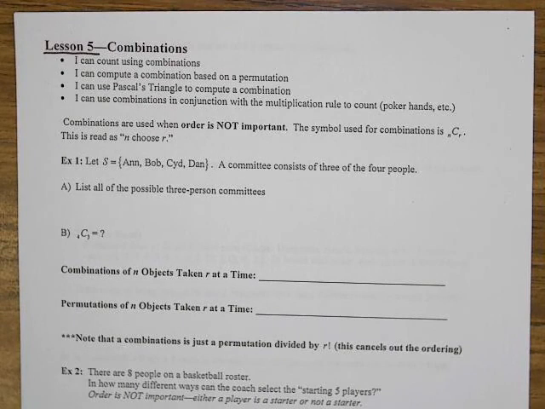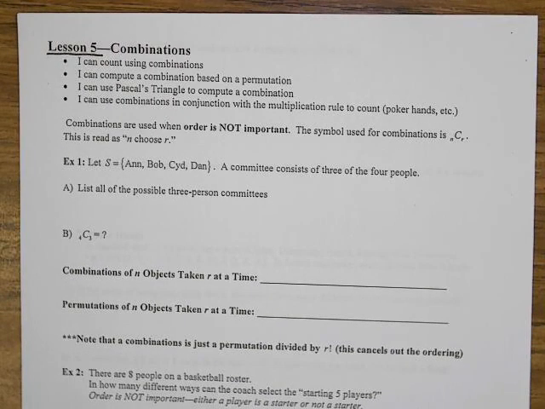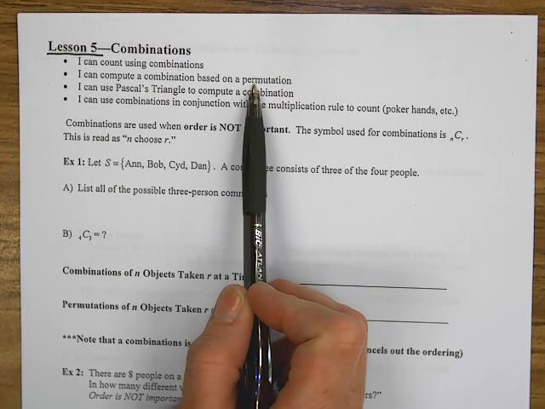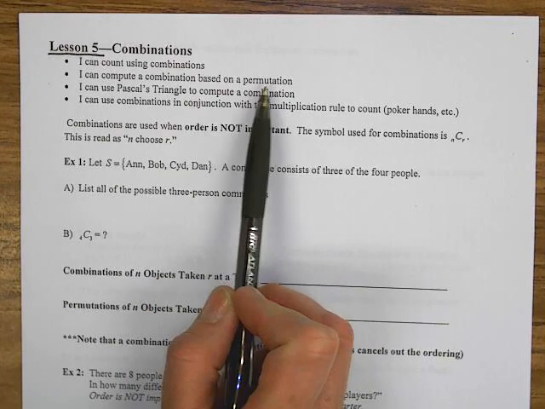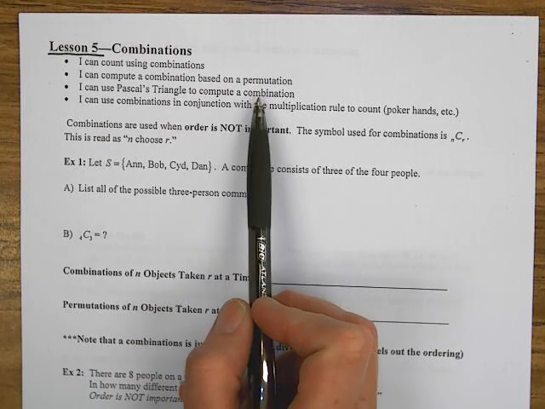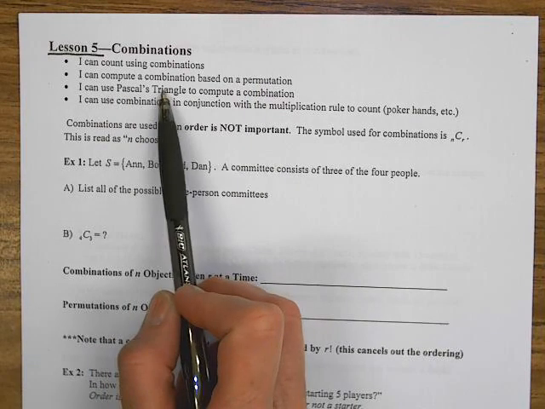This lesson is 5, which is on combinations. If we look at the targets, I can count using combinations. I can compute a combination based on a permutation, so we're going to talk about the relationship between combinations and permutations. We're also going to talk about the relationship between combinations and Pascal's triangle.